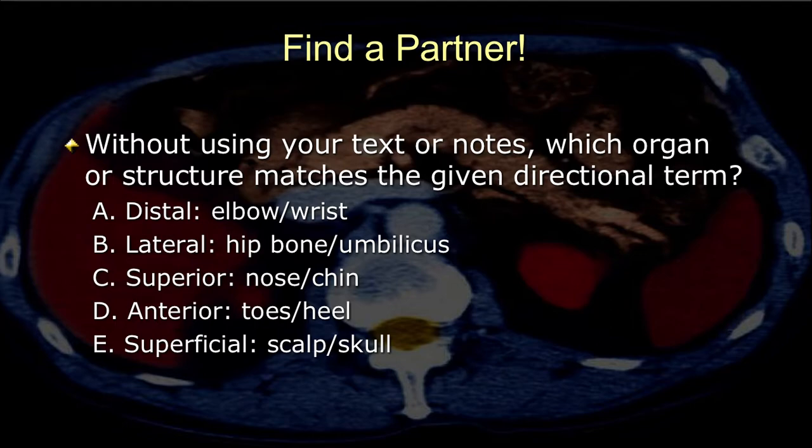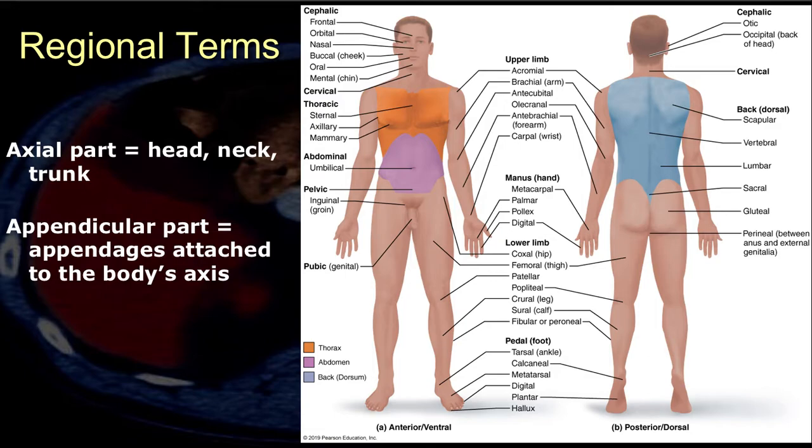You're getting a little bit quieter, so let's see how you did. Which one's the most distal? The wrist, good. Which one's the most lateral? Hip bone. What's the umbilicus? Your belly button. Which one's the most superior? Your nose. Which one's the most anterior? Toes. And which one's the most superficial? Perfect, good job.